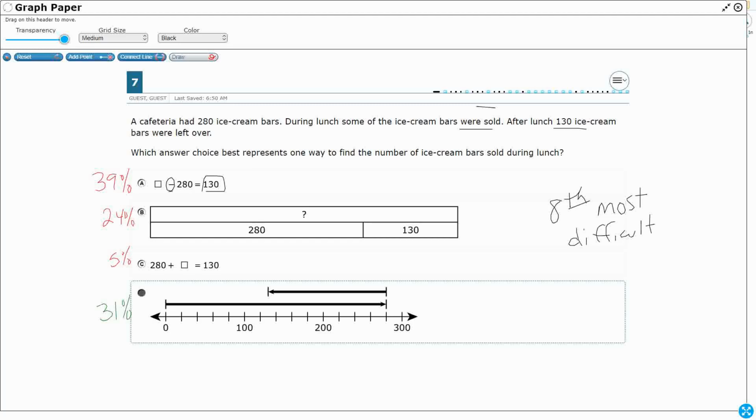And then here, maybe they represented this as a part whole, but then that doesn't make sense. If you're going to add those together, that's 410, right? In both of these situations, that's going to be 410, but where's 410? It says you only had 280.